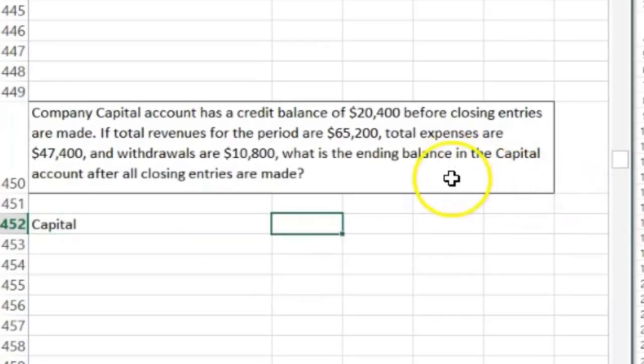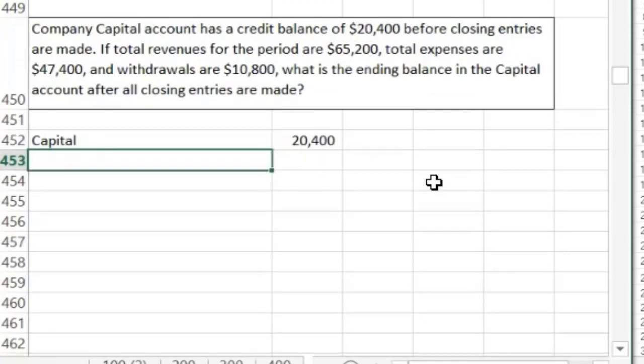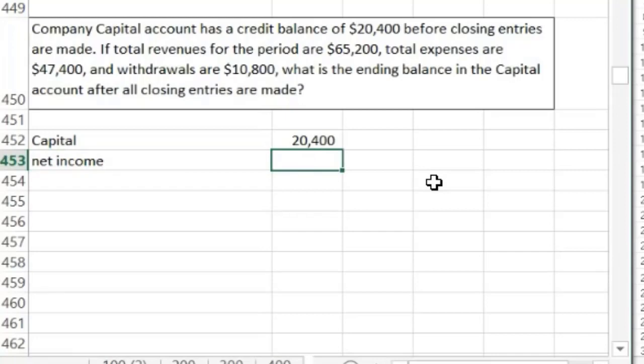So capital account has a credit balance, and we could do it with a T account like that, but I'm just going to do a plus and minus formula. 20,400, this would be how you would basically see it on a financial statement. Total revenues then, revenues are going to be 65,200 and expenses are 47,400. So I'm just going to call that net income. They gave us enough to calculate net income. That will be the quickest way to do it.